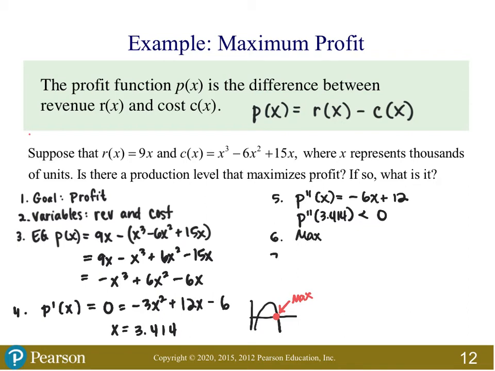And then have we answered the question? So is there a production level? So yes. The max profit occurs at 3,414 units.